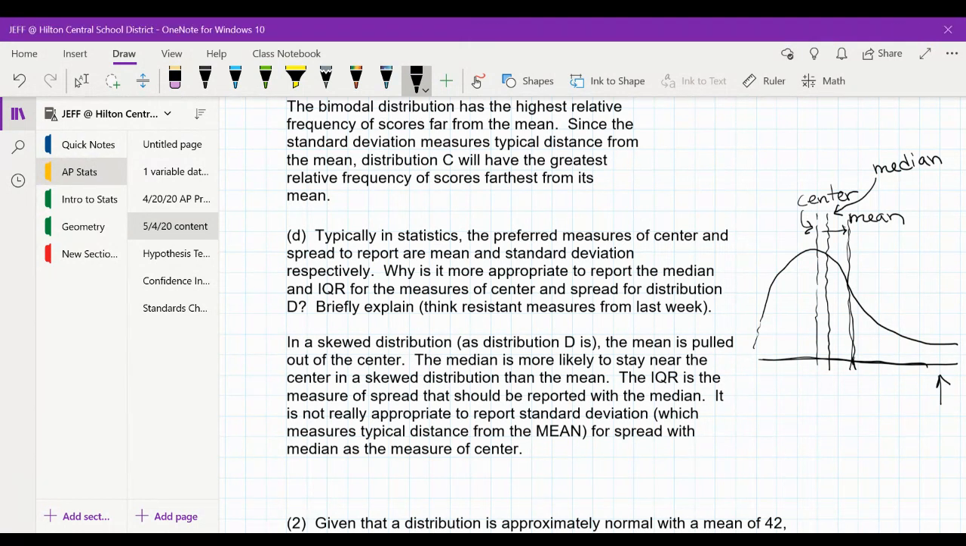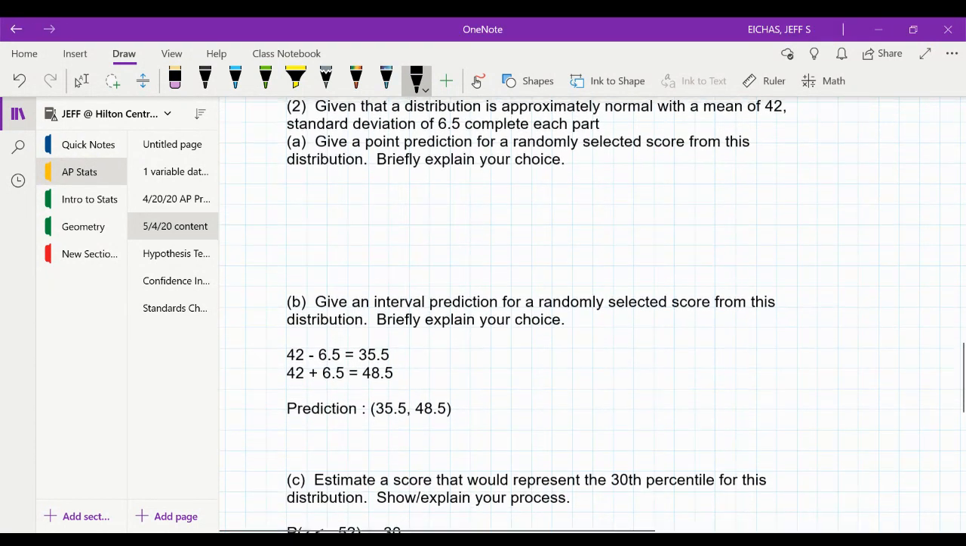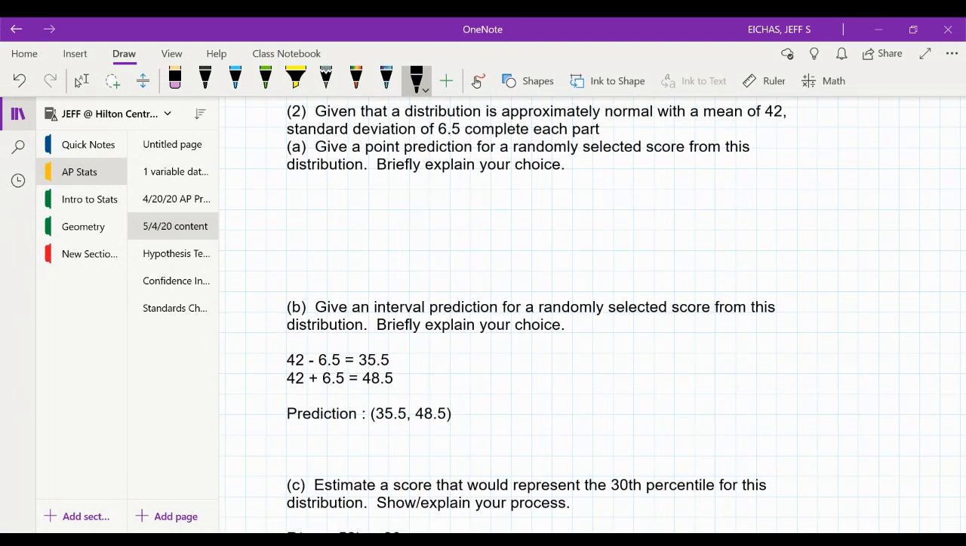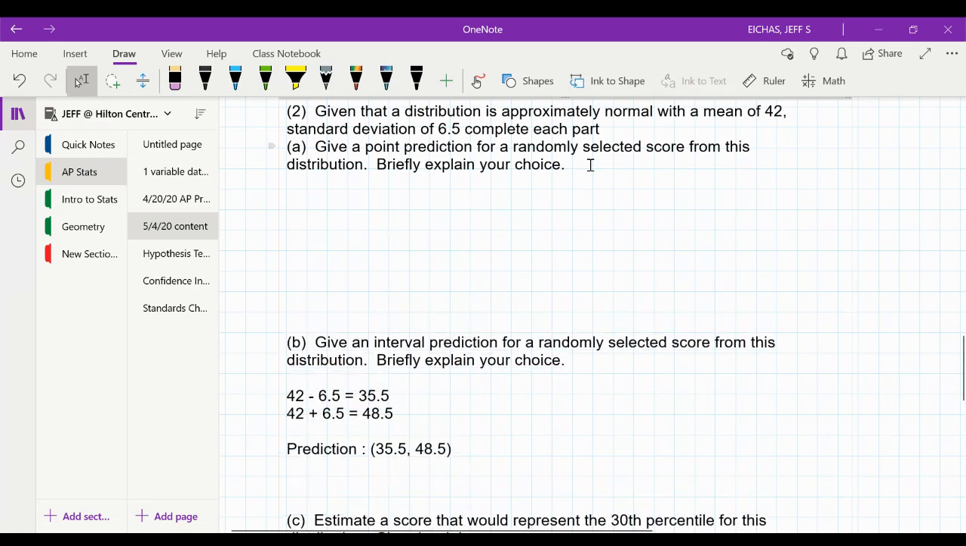Question 2. All right. Now, given that the distribution is approximately normal, the mean of 42 and a standard deviation is 6.5. Give a point prediction for a randomly selected score from this distribution and explain your choice. Okay, so I would predict, really simply, 42.